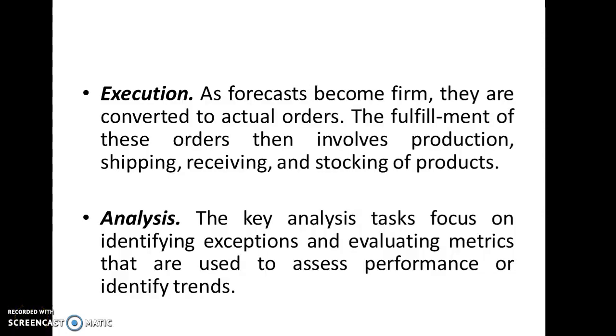The next activity is execution. As forecasts become firm, they are converted into actual orders. The fulfillment of these orders then involves production, shipping, receiving, and stocking of products. So, once the forecast is accurate, then based on the actual orders, the execution of various activities, production, shipping, receiving, and inventory of products will take place.